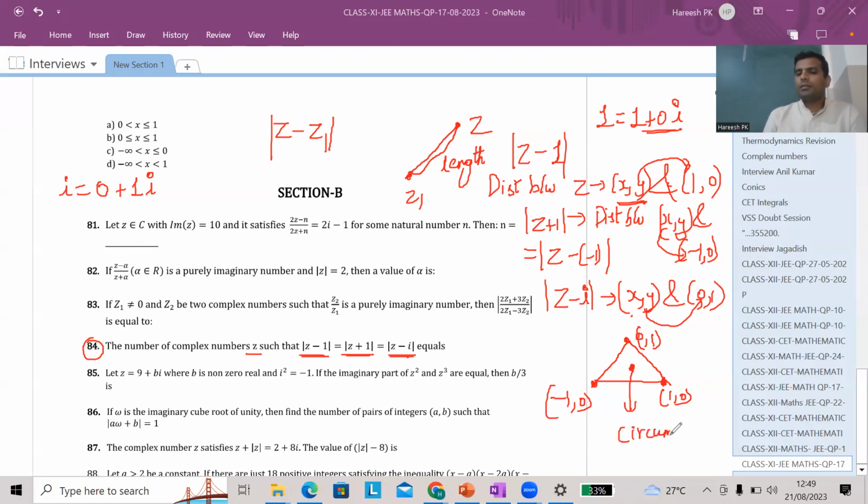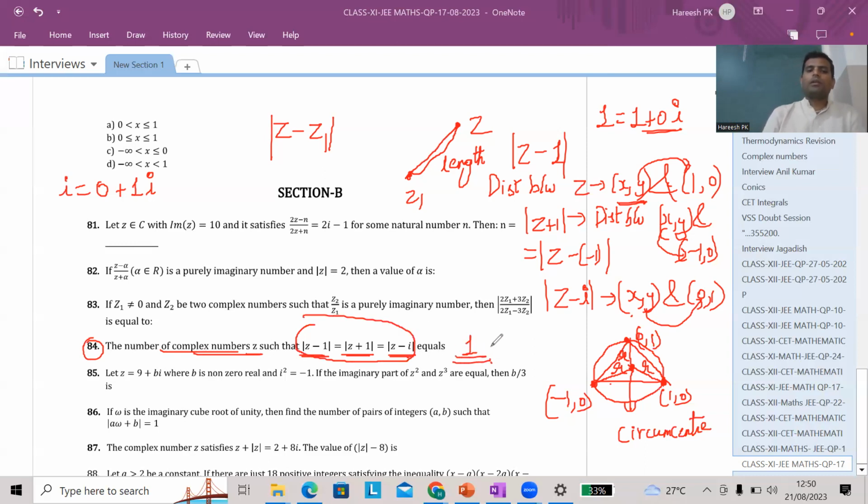Because circumcenter means you are drawing from this point a circle which touches all the three. This distance is radius, and this distance is also radius. This is also radius. So this is what is circumcenter. So how many such points you will find for a triangle? How many circumcenters are there? There is only one circumcenter. So therefore, the number of such complex numbers which satisfies this kind of equality is only 1.